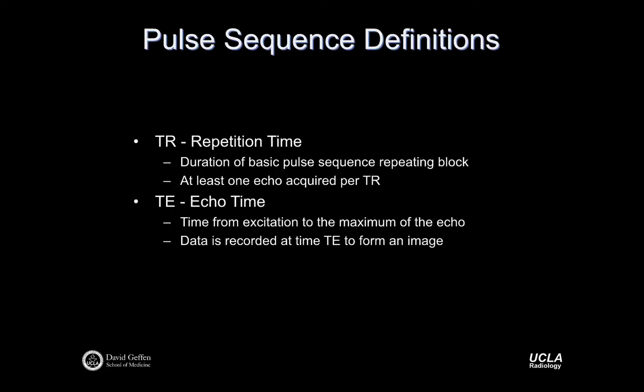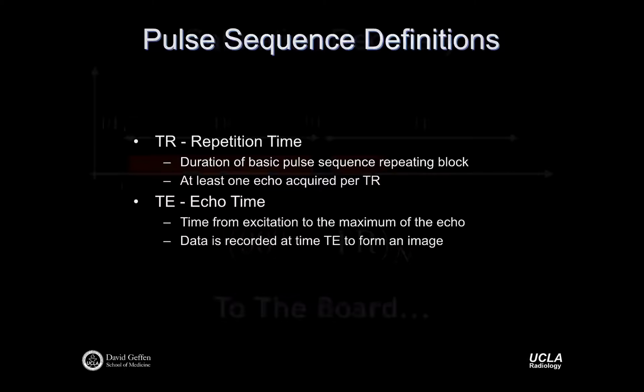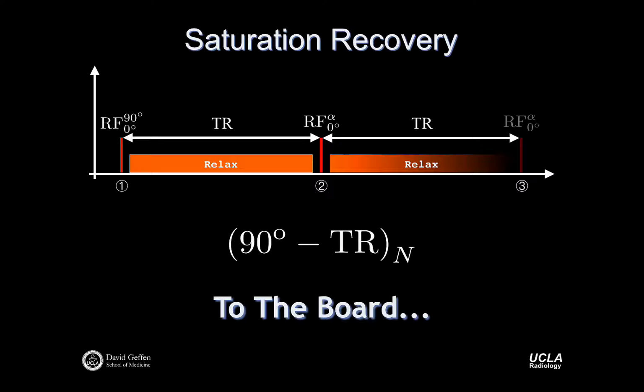Data is recorded at the echo time, and that helps us form the image. You won't see the TE come in quite yet. It perhaps stands to reason, but the TE will always be shorter than the TR. You'll see that as things develop. And so this is the example I want to more specifically work on with you. It's simple. It's the saturation recovery pulse sequence.